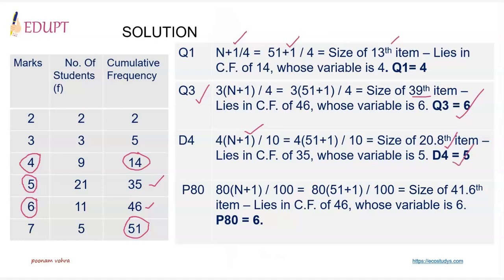Similarly, for the 80th percentile, the formula is 80 into n plus 1 by 100, and you get 41.6th item, which lies in 46, and whose variable is 6. So, 80th percentile is 6. I hope it is clear.